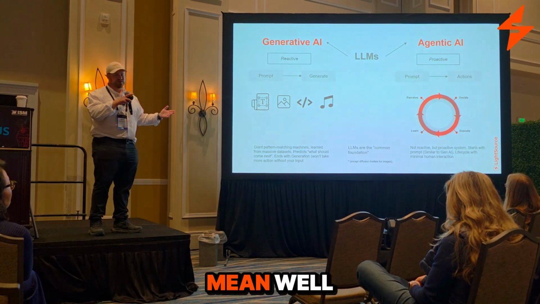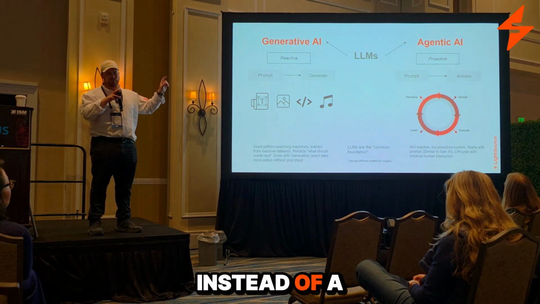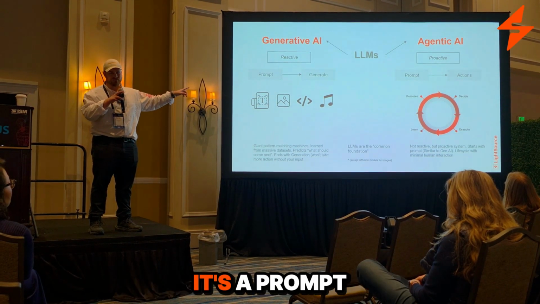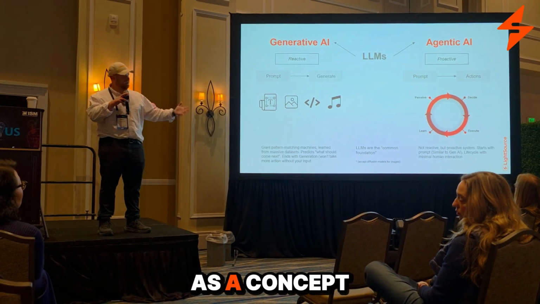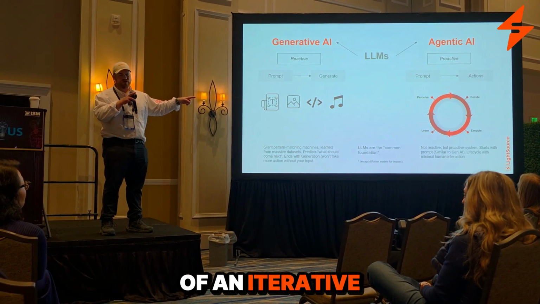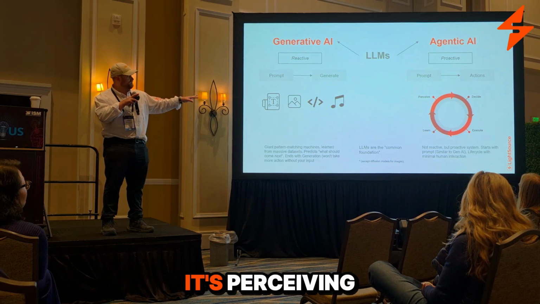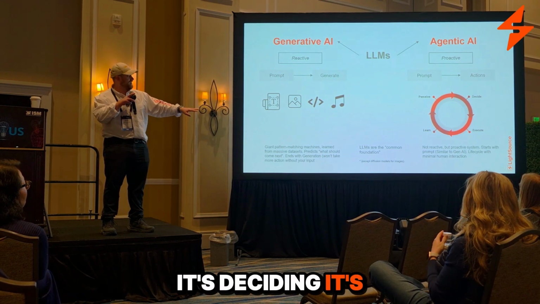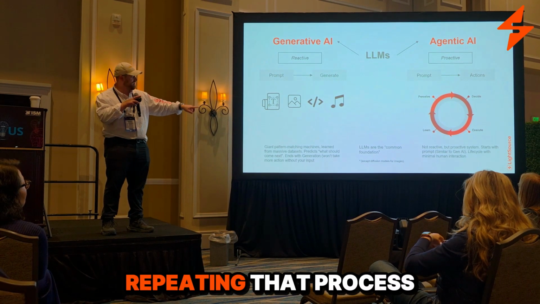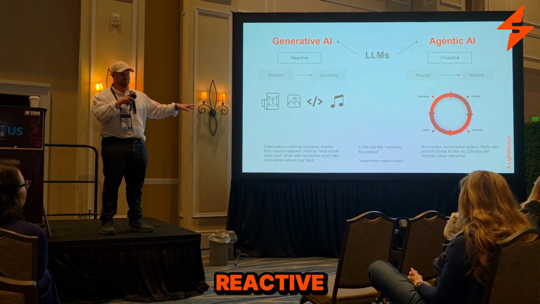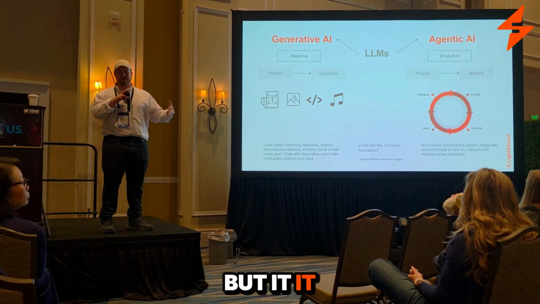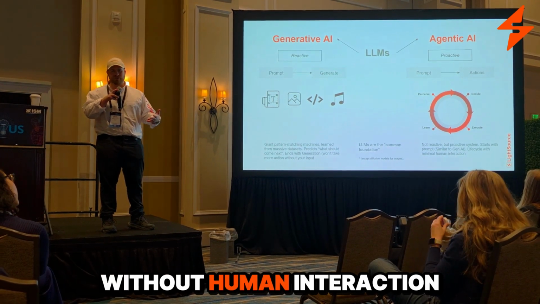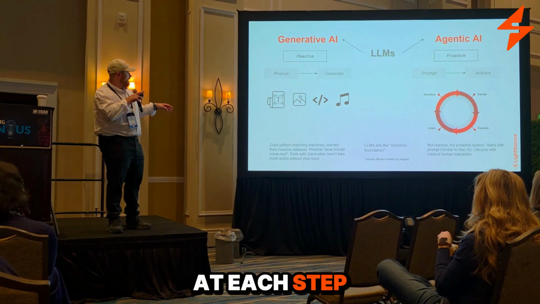So what is actually the difference? What does agentic mean? Well, the main difference is that instead of a prompt to generation, it's a prompt to action. And what's interesting about agentic AI as a concept is that it's a bit more of an iterative process, right? So first, it's perceiving, it's deciding, it's executing, and then it's learning, and then repeating that process. It's not a reactive, but a proactive system that starts with a prompt, but it can actually execute a life cycle without human interaction at each step.